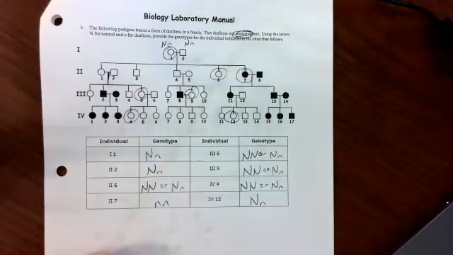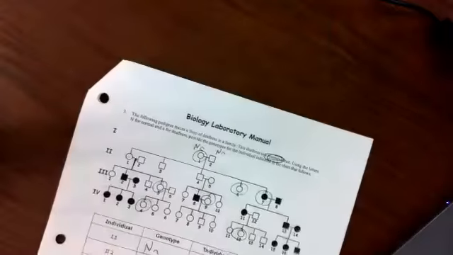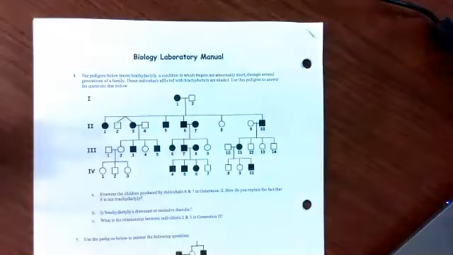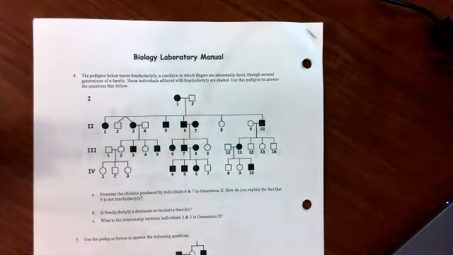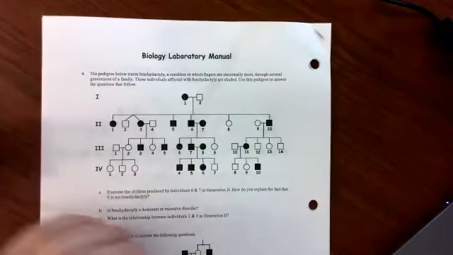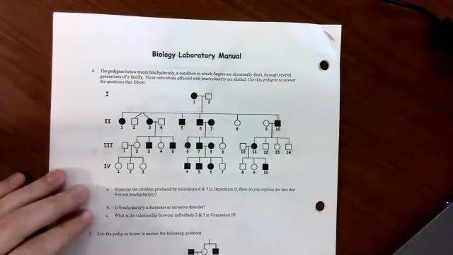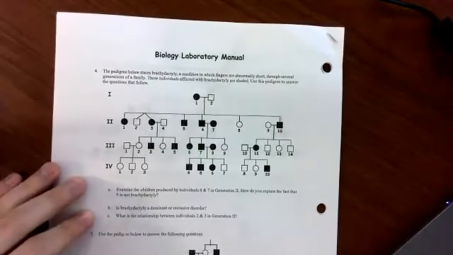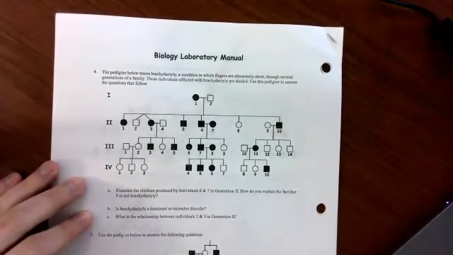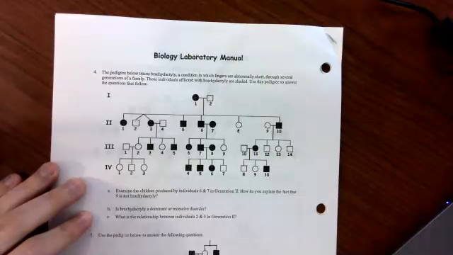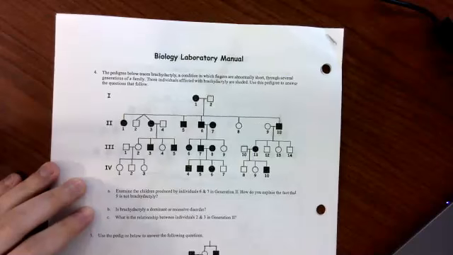Okay? Okay. All right, let's move right along to the last page. The pedigree below traces brachydactyly, a condition in which fingers are abnormally short, through several generations of a family. Those individuals affected with brachydactyly are shaded. Use this pedigree to answer the questions that follow.